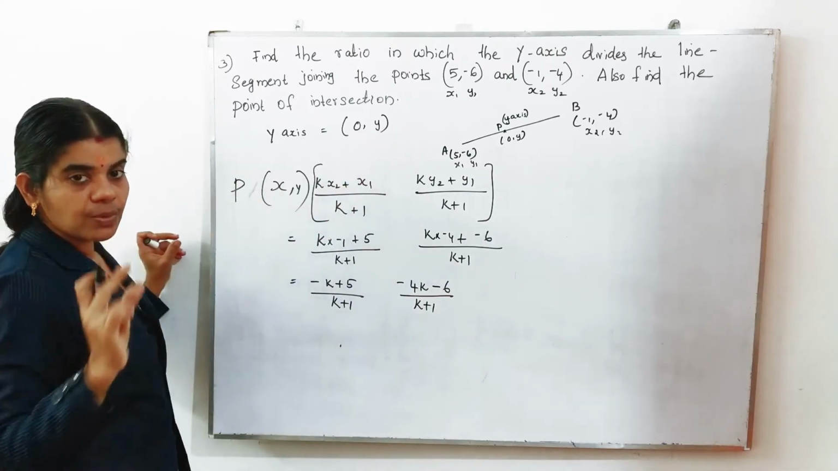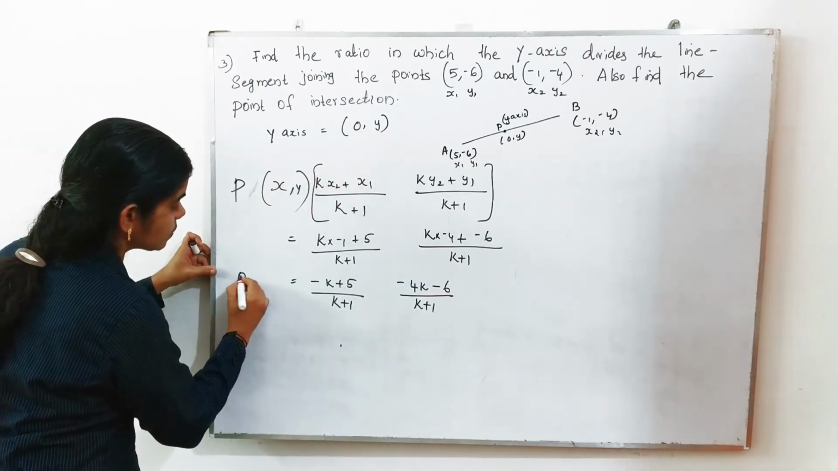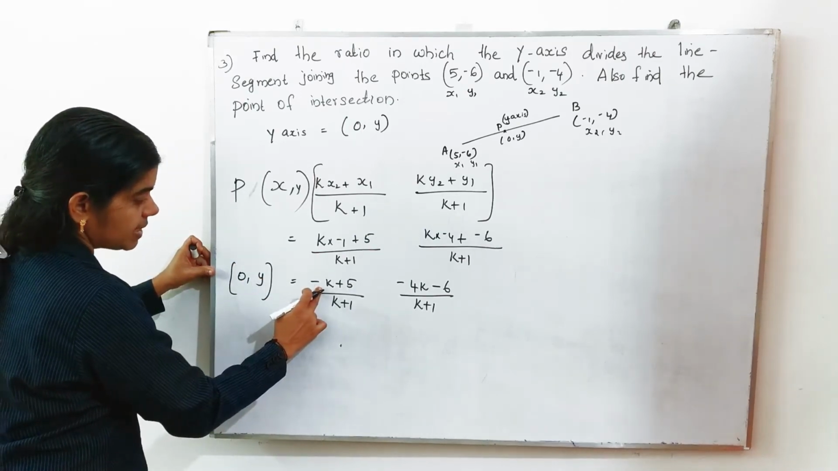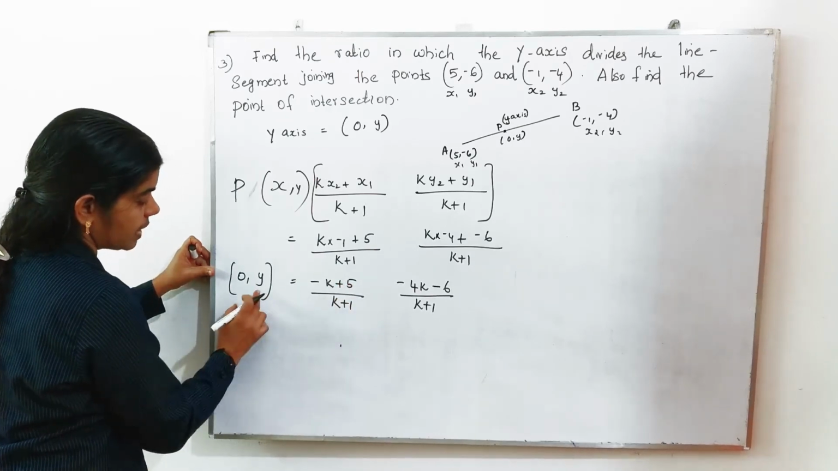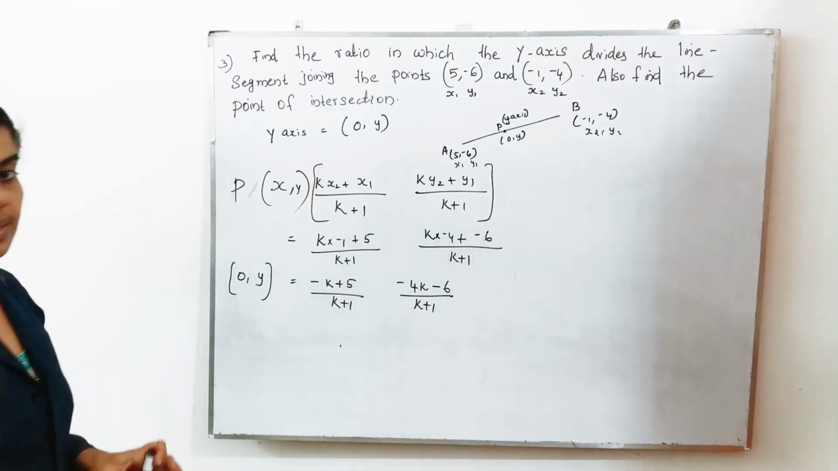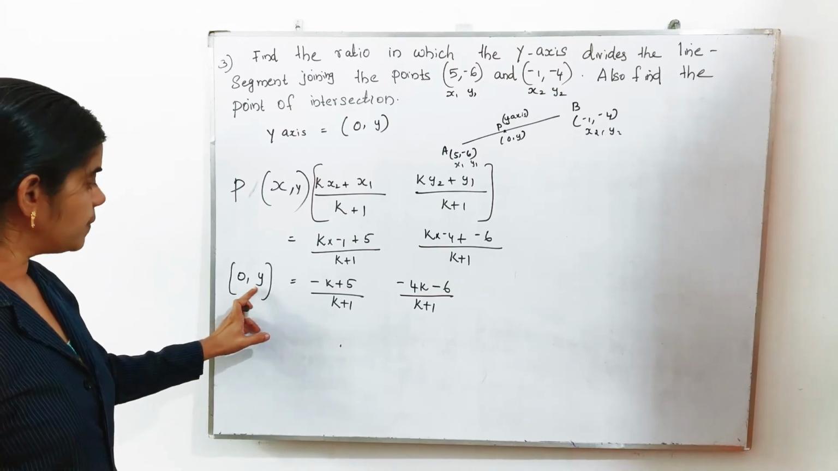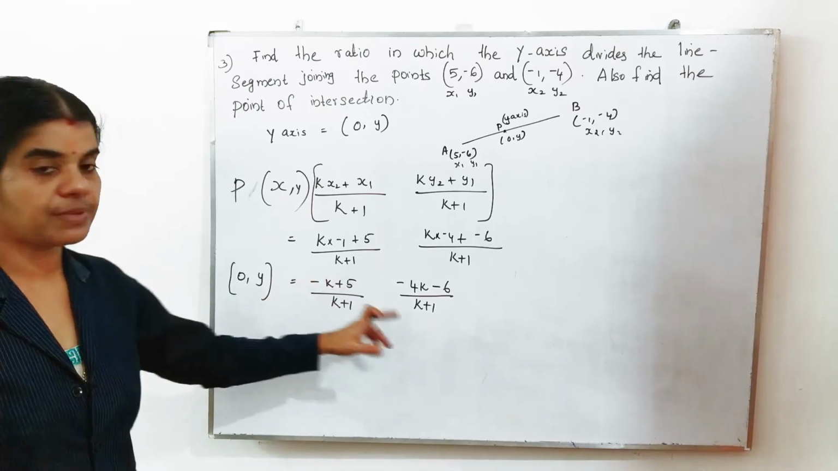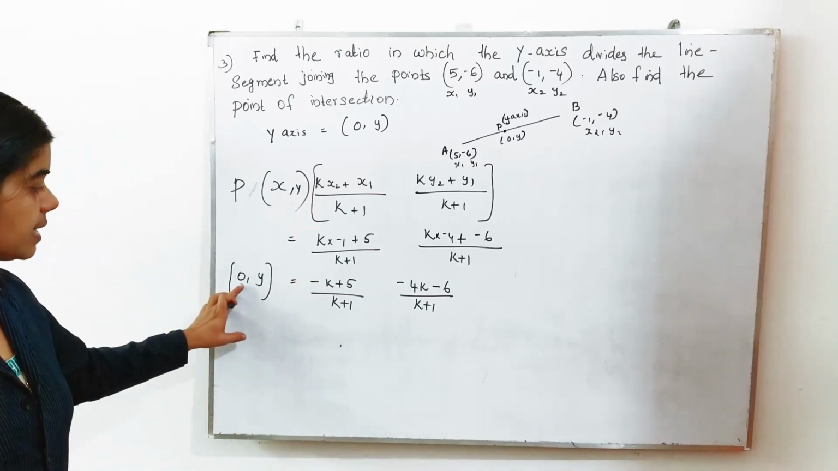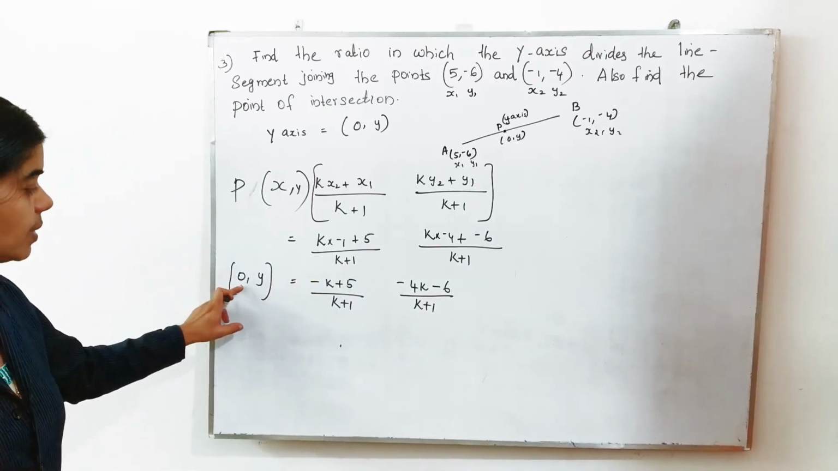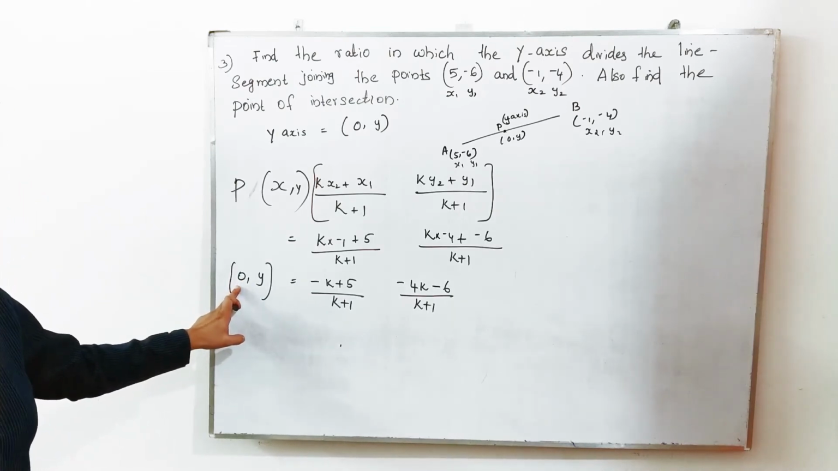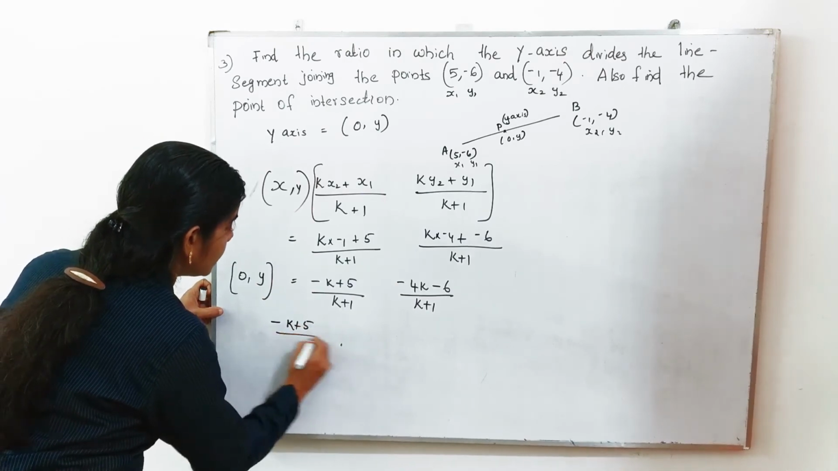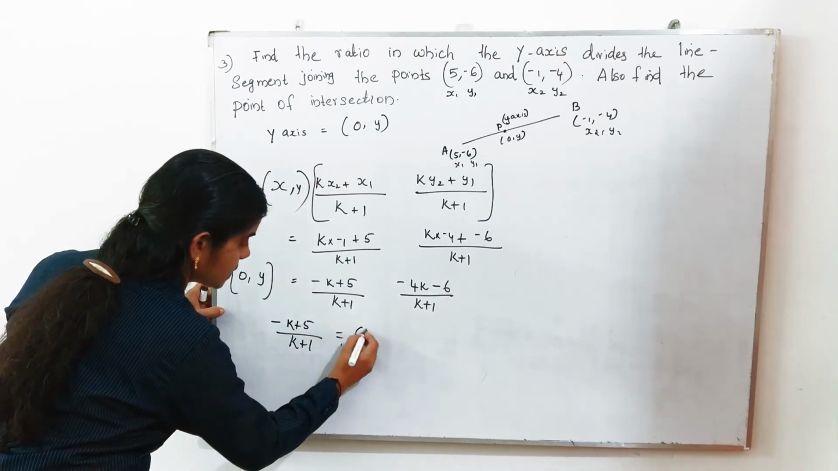That we already know it is on the y-axis. So this will be (0, y). X coordinate is minus k plus 5 divided by k plus 1. By looking at this, you can understand that if you use the y coordinate, you will not get the value of k because y itself we are writing. Here the x coordinate is 0, so we can utilize this one, then we can find the value of k. Then minus k plus 5 divided by k plus 1 is equal to 0.